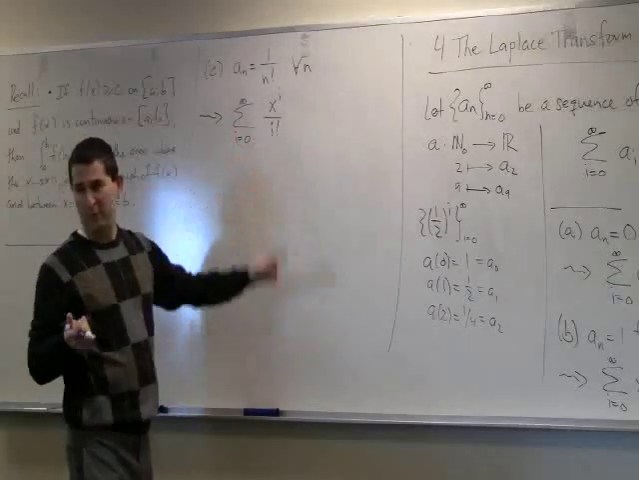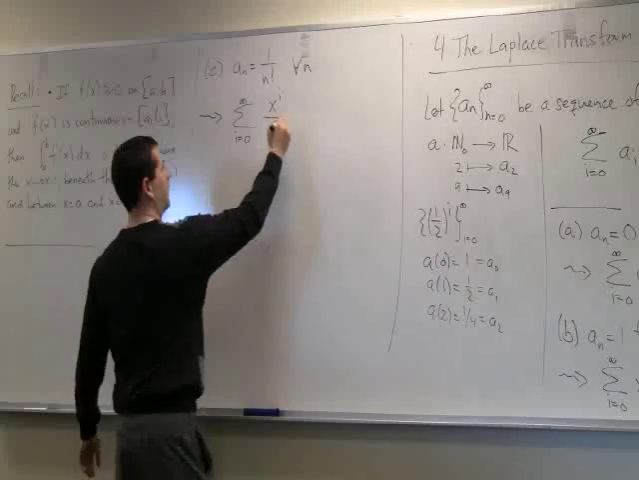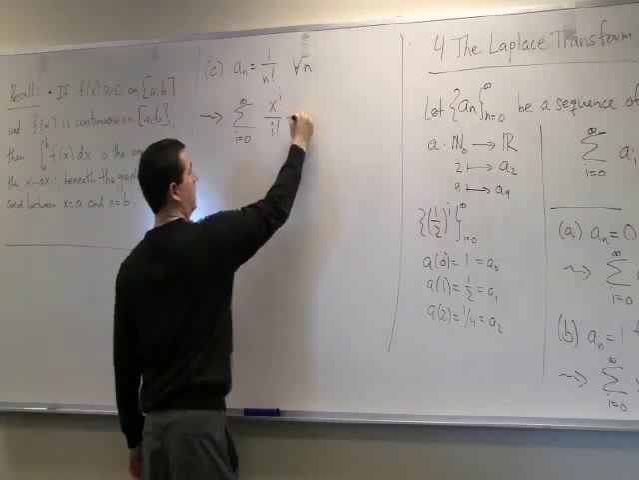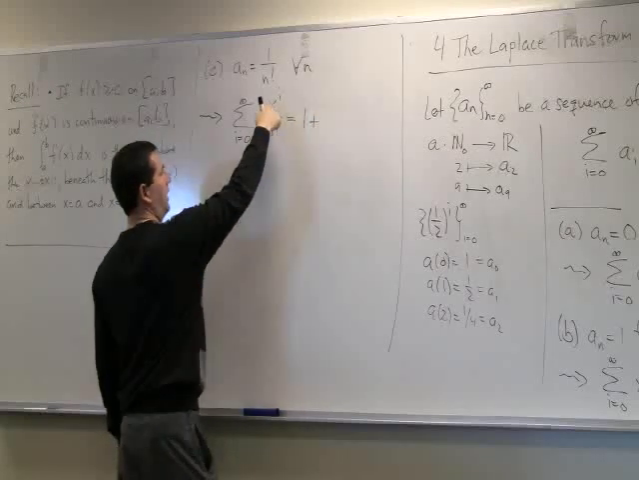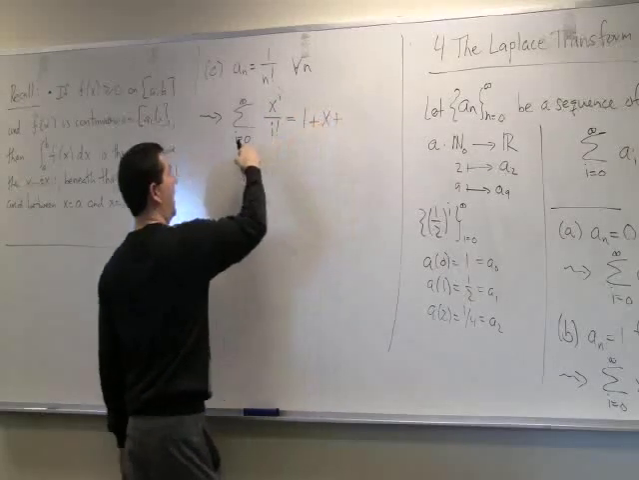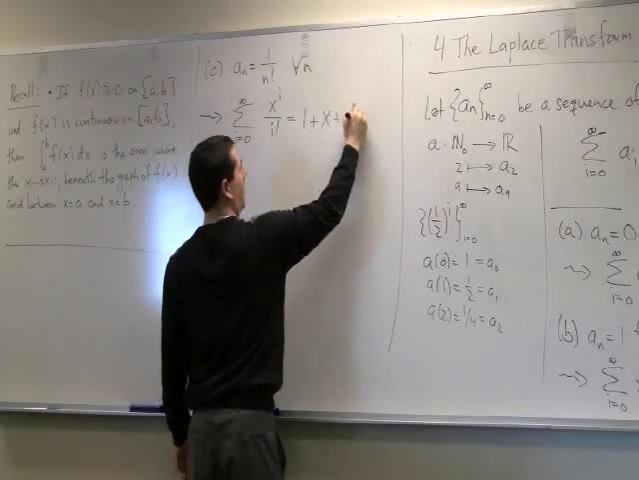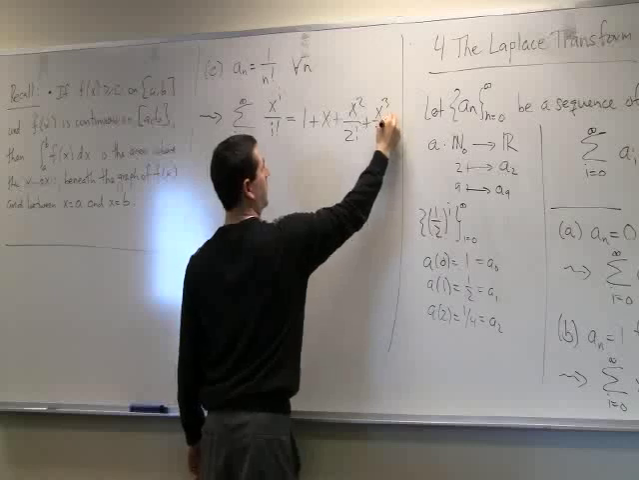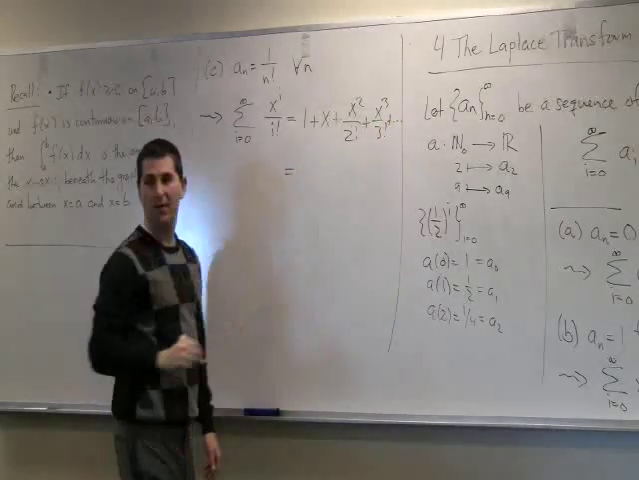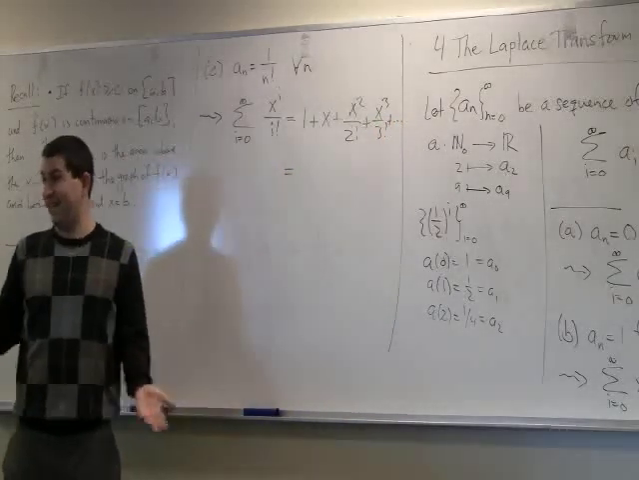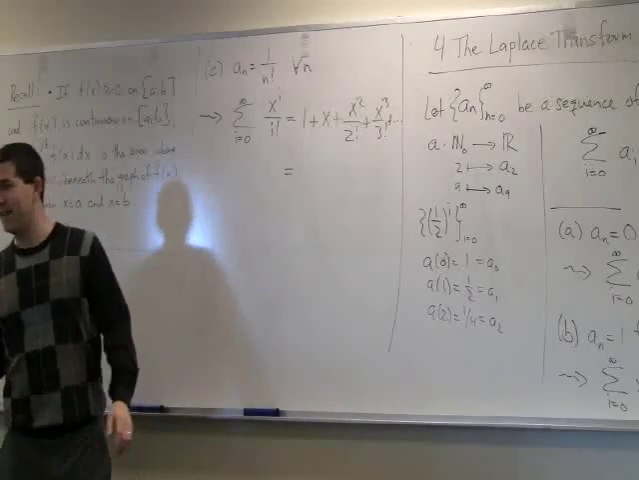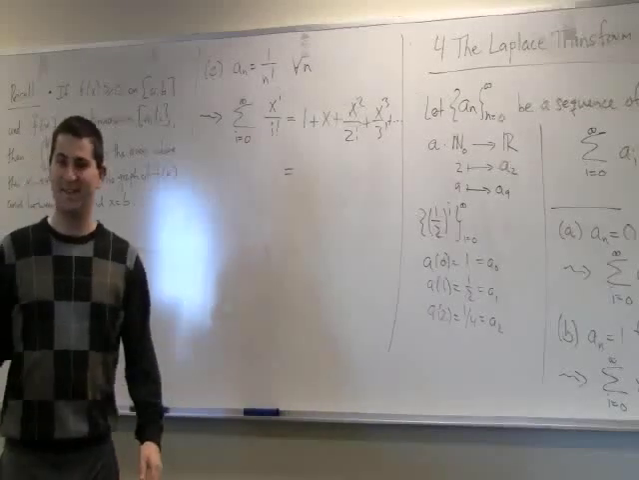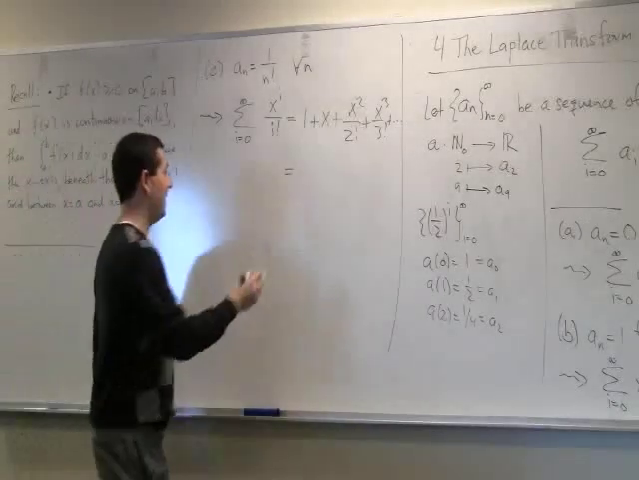Does it help if I write out a few terms? Like i equals 0, you get 1 over 1. i equals 1, you get x over 1. i equals 2, you get x squared over 2 factorial plus x cubed over 3 factorial plus... what is that? You know what it is. Say it loud and proud. Is it Taylor Swift? e to the x. Yeah, e to the x.